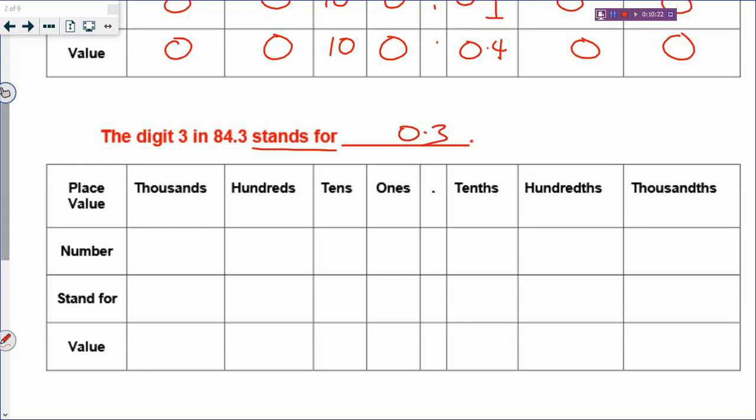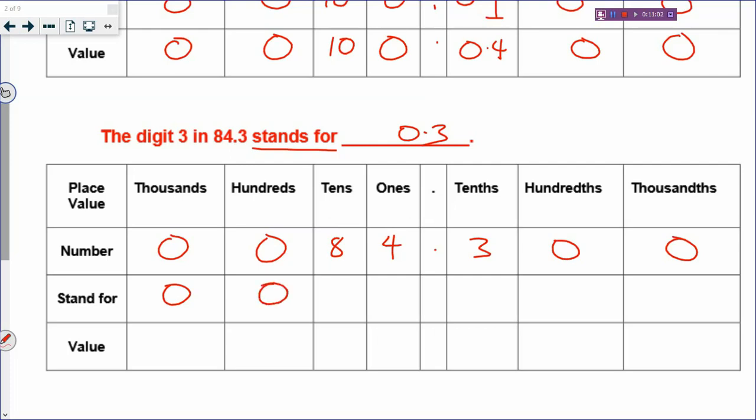Alright, so let's look at the place value one by one. So which digit is in the thousands place? There's no digit in the thousands place, right? There's no digit in the hundreds place, but there's a digit 8 in the tens place, and there's a digit 4 in the ones place, and then the decimal point, and what digit is in the tenth place, which is your 3. And then is there any digit in the hundreds place? Nothing, don't have. And thousands place also don't have. Alright, so you put 0 there. What does the 0 stand for in the thousands place? Well, there's nothing, right? Nothing means 0.